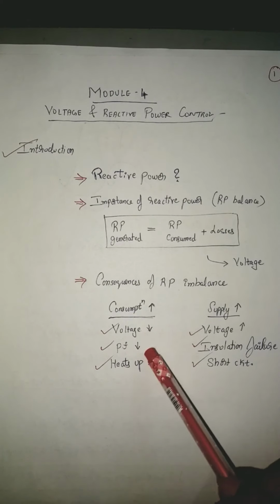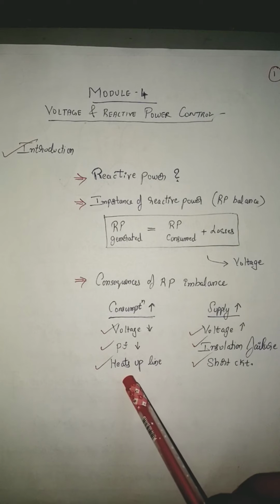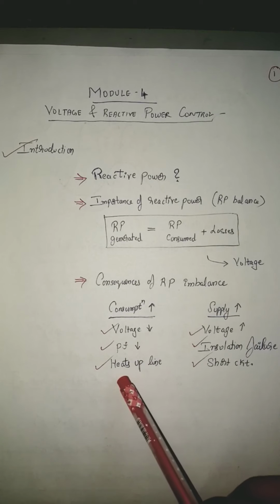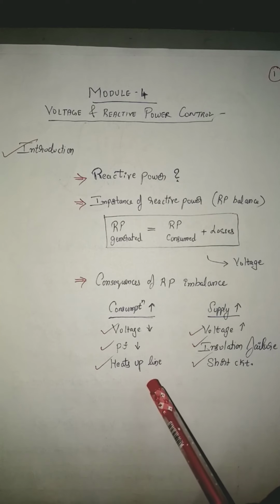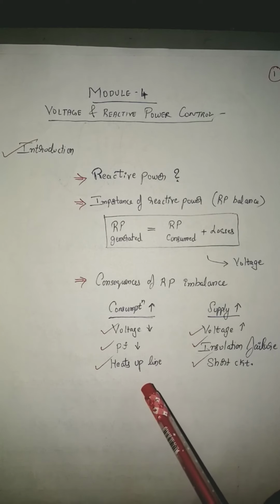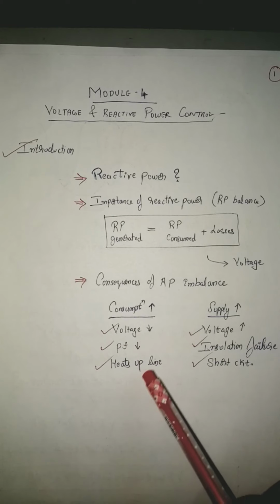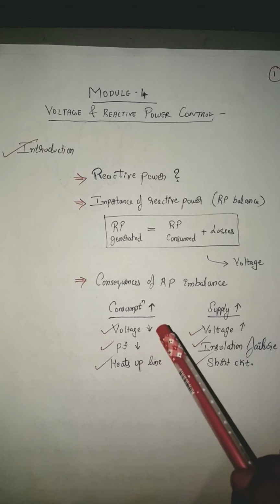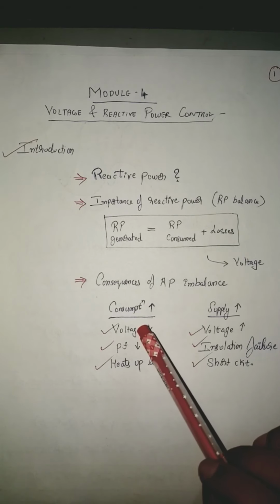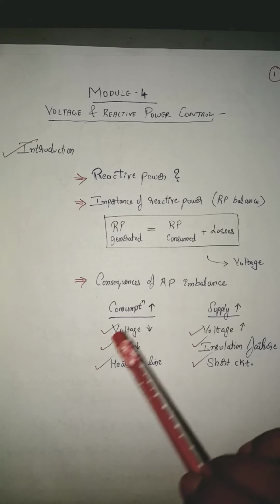Then another major impact of this excess reactive power consumption is it will always try to heat up the line. The transmission line gets heated up beyond its capacity. It starts to carry current greater than its capacity. Obviously it will get heated up, eventually it may break and it might create an open circuit fault. So these are the possible consequences of one particular case where reactive power consumption will be greater than supply.